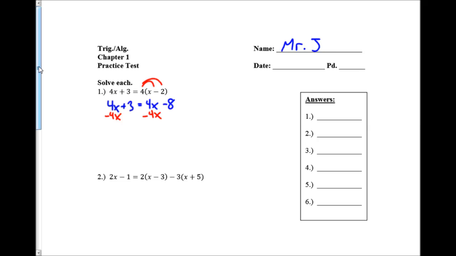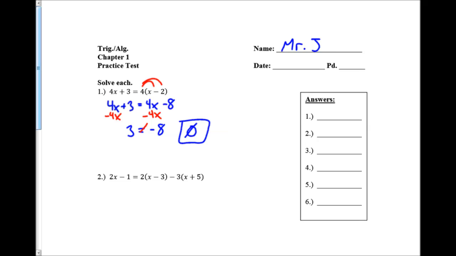And what happens here is 4x minus 4x is 0, so I'm just left with the 3. On the other side, 4x minus 4x is also 0. I'm left with the negative 8. So I get this statement here, 3 equals negative 8, which is obviously ridiculous. This is simply just not true. And if we get a false statement like that when we're solving an equation, it means that it's no solution.